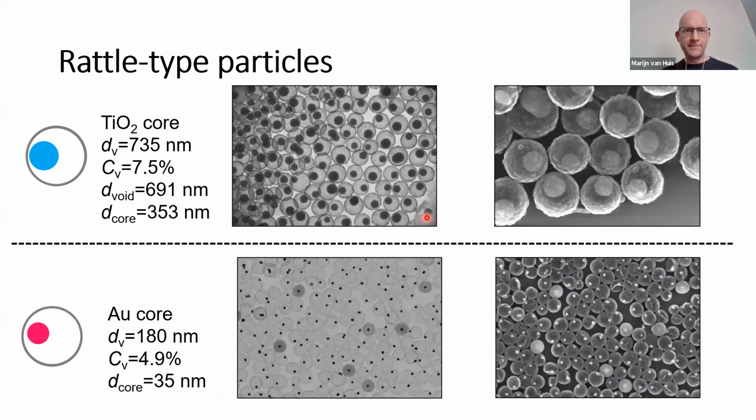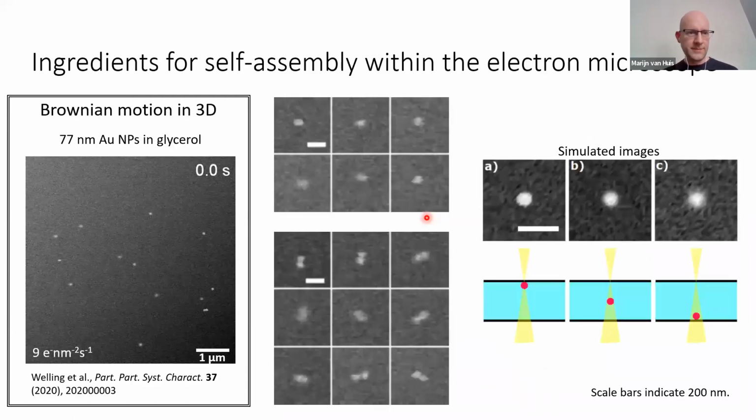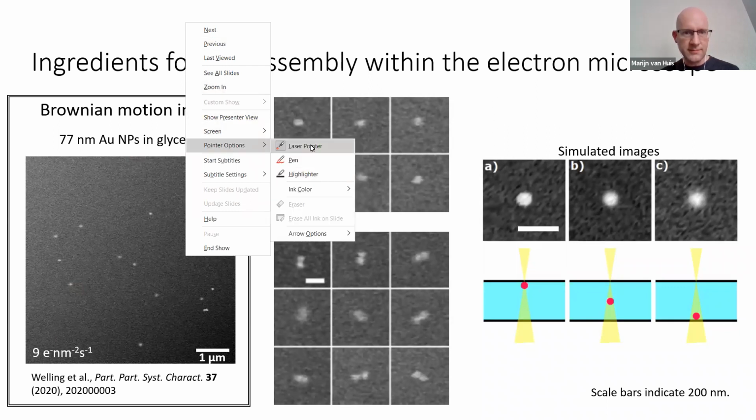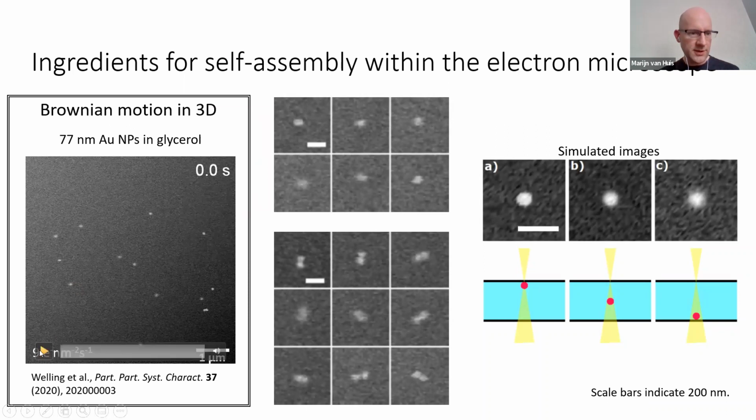So let me first go here. So the Brownian motion in 3D is something that we have achieved in agreement with theory for 77 nanometer gold nanoparticles in glycerol. Maybe I should turn off the pointer options so that I can play the movie.